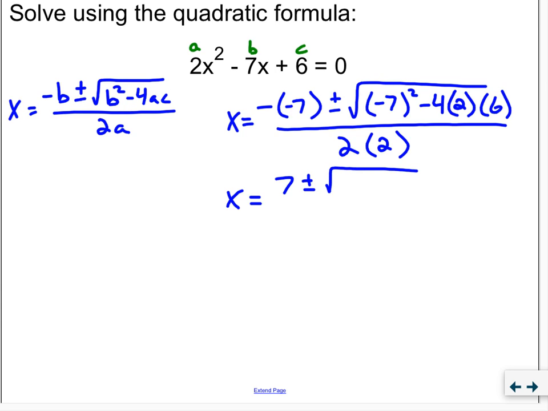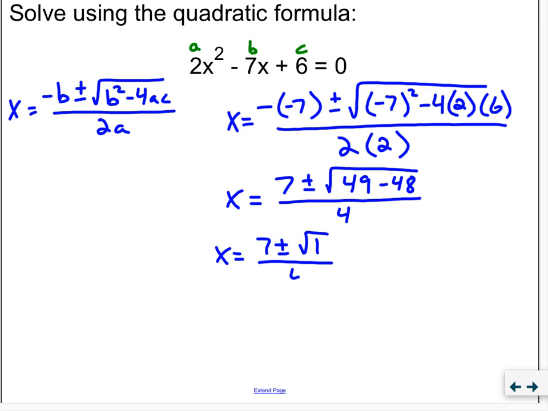Underneath the radical, I square negative 7 and I get 49. 4 times 2 is 8, times 6 is 48. So I get 49 minus 48, all divided by 4. So if I simplify into the radical a little bit more, I'm going to get 7 plus or minus the square root of 1 over 4. And we know what the square root of 1 is. The square root of 1 is equal to 1. So we're going to get x equals 7 plus or minus 1 over 4.